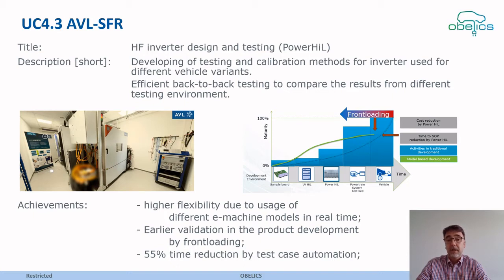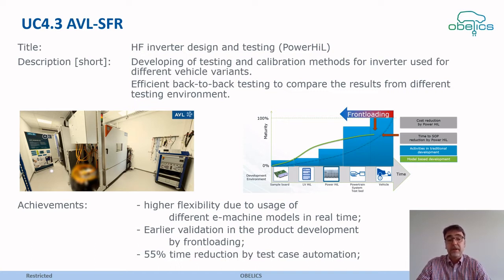For example, also the comparison between the original E-machine and the E-machine emulator, the model of this E-machine behind. On the left side, in the picture, you can see this test environment, which is already located in Regensburg. And on the right side is the testing methodology, our target: the front-loading of test cases of different test areas or test environments to validate the electronics first before we go to the next step of testing environments like a dyno or an eDrive test bench.